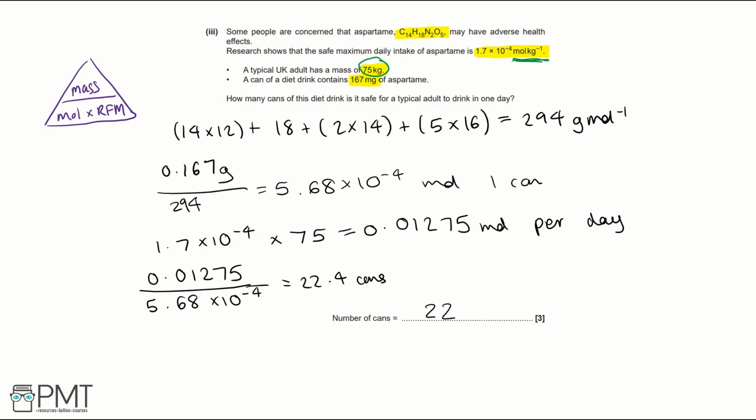The mark scheme will also accept 23, but it's better to put 22 or 22.4 because these are both within the limit and the actual safe amount that you can drink in a day.